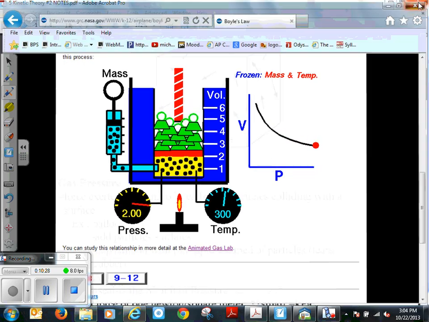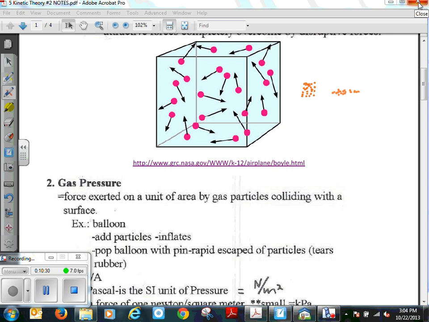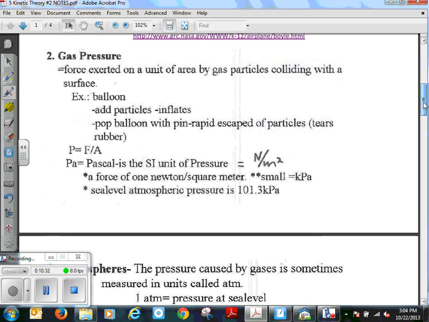Okay, any questions about that? Okay, so that's good. That's for those people at home. Gas pressure.